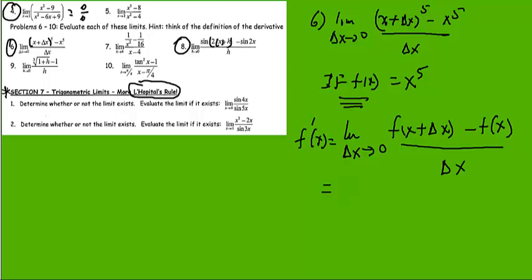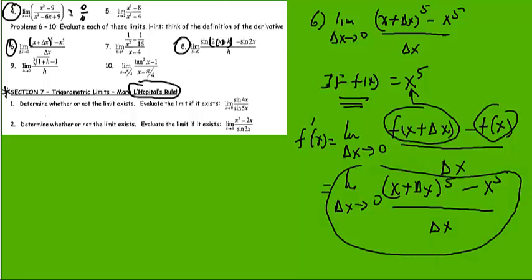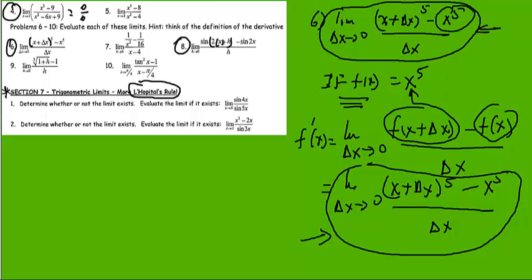When you plug it in, this will look like the limit as delta x goes to 0. I put in x plus delta x, so x plus delta x to the 5th power, minus f of x, which is x to the 5th, all over delta x. This is exactly the same thing as what they're giving us. You can do it the long way, and you've done it that way before, but if you know this is really the definition of a derivative, and the function is located right there, then you don't have to use limits.